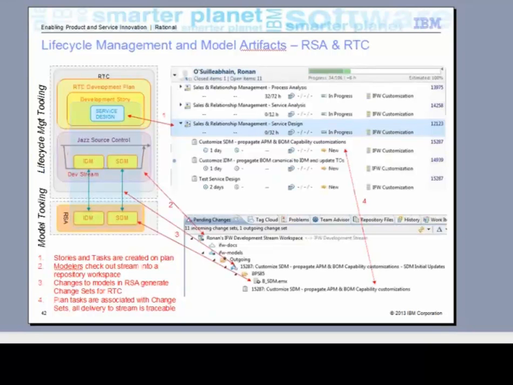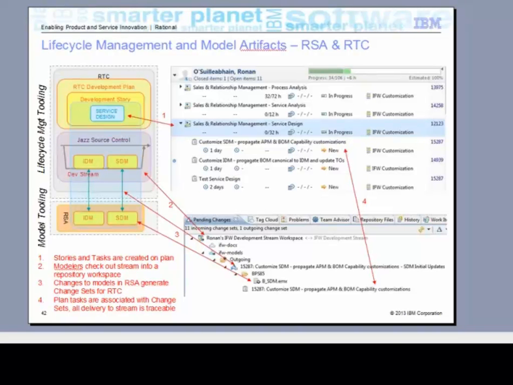You can also see here in this screenshot where we have Software Architect and Team Concert, and what you're looking at is the different work items inside of RTC that have different tasks associated with them. And when a developer or a modeler gets assigned a task, they can check out the model from RSA, and then any changes that are made are captured. And then when that work assignment is done by the modeler, they can say that the work assignment is complete, and check those model changes back into the configuration management repository.